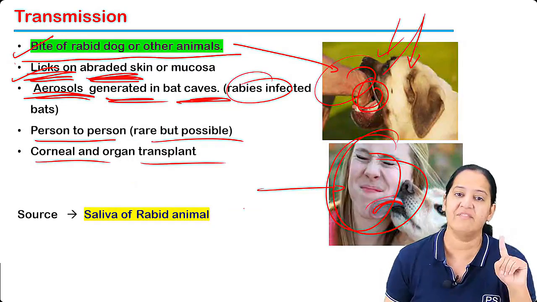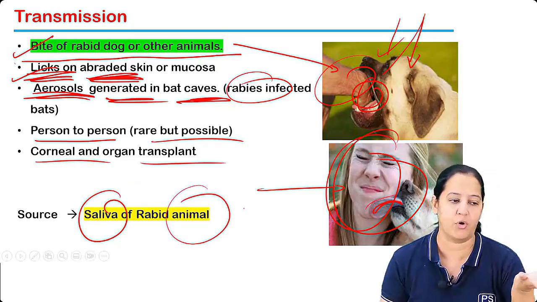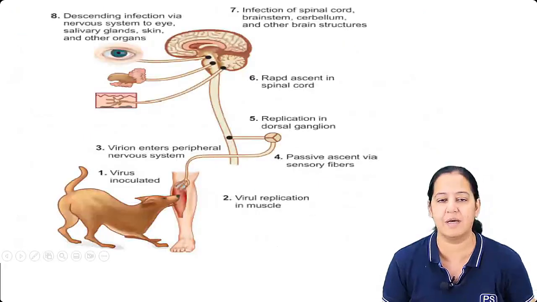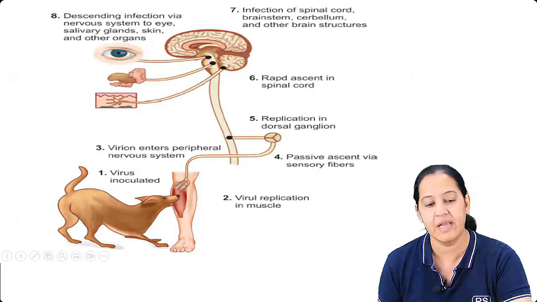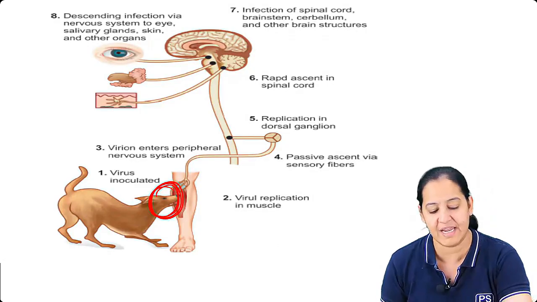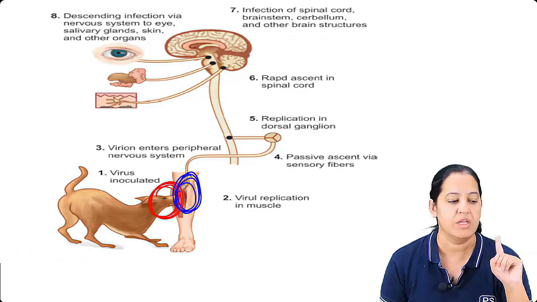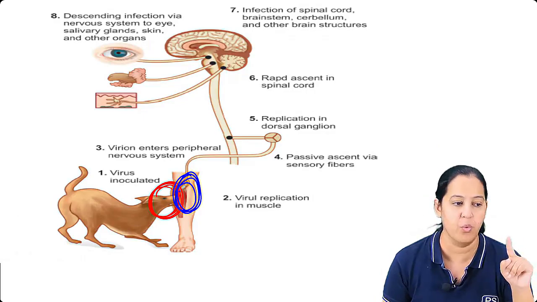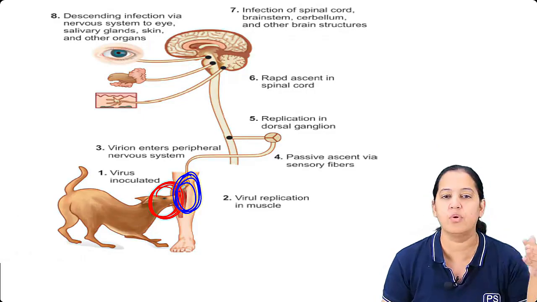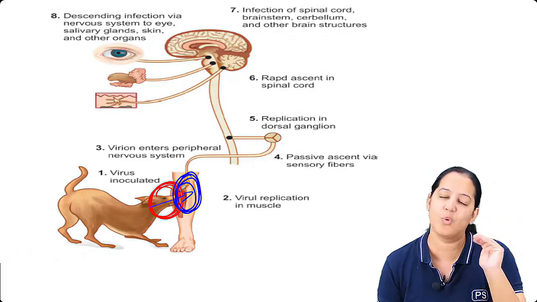So basically, the virus is present in the saliva of that animal. If you are considering the animal as a dog, it's present in the dog's saliva. See the pathogenesis, everyone on the screen. It's very important. Whenever the dog is biting, the virus present in the saliva of the dog gets deposited in the wound. After getting deposited in the wound, the virus, the rabies virus, the rhabdovirus, goes deeper in the muscle.